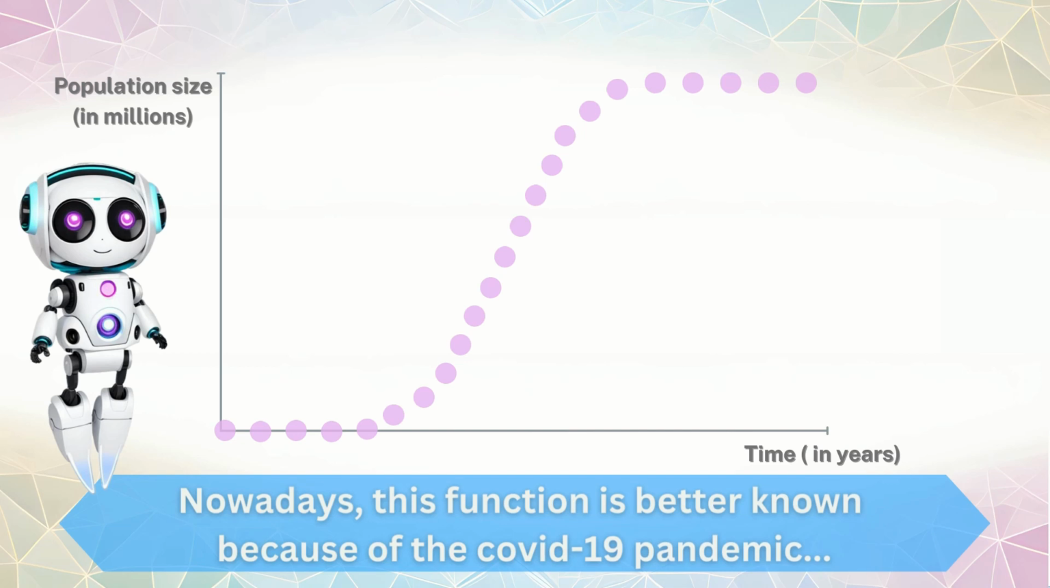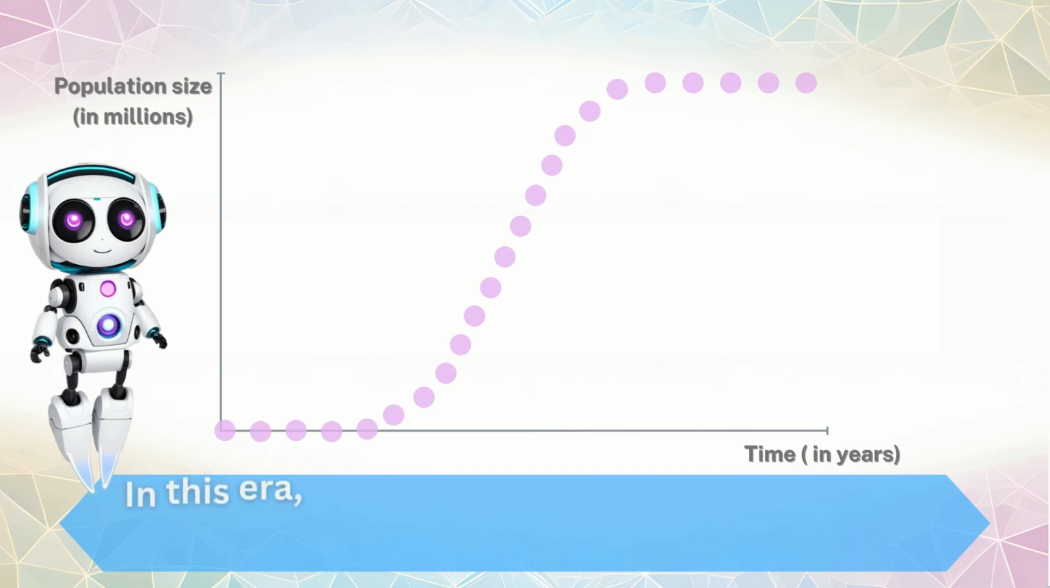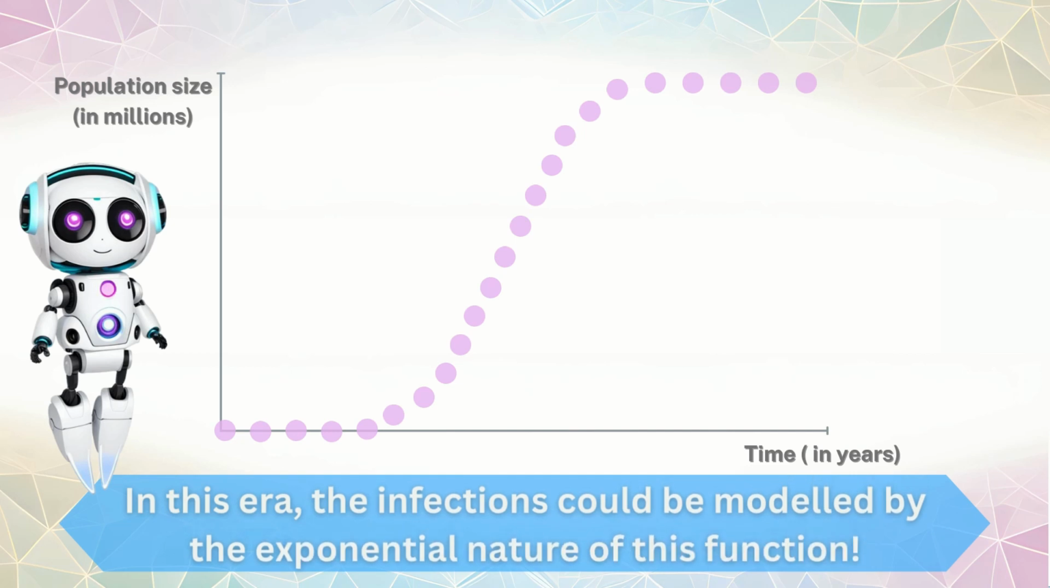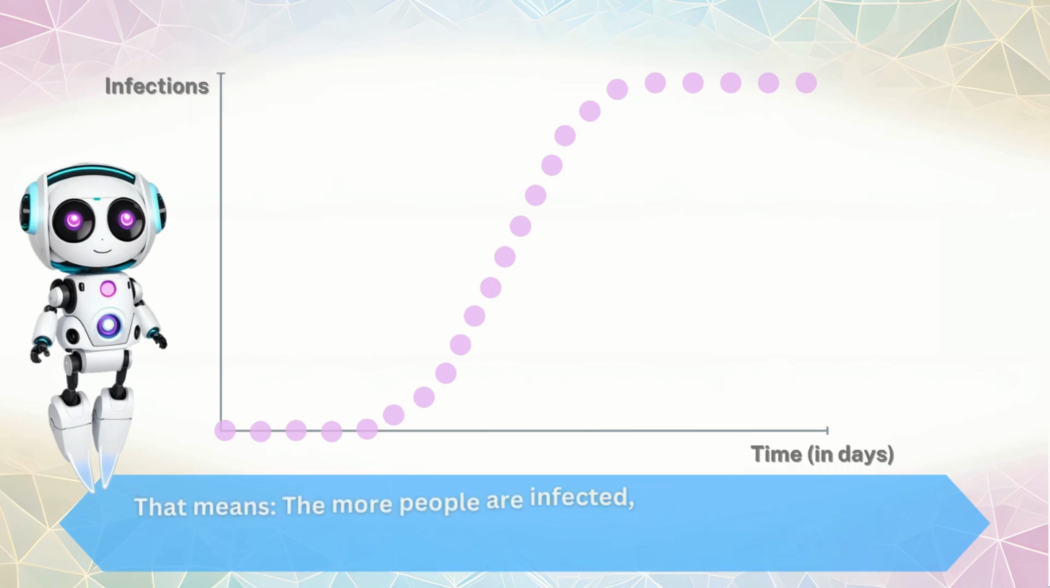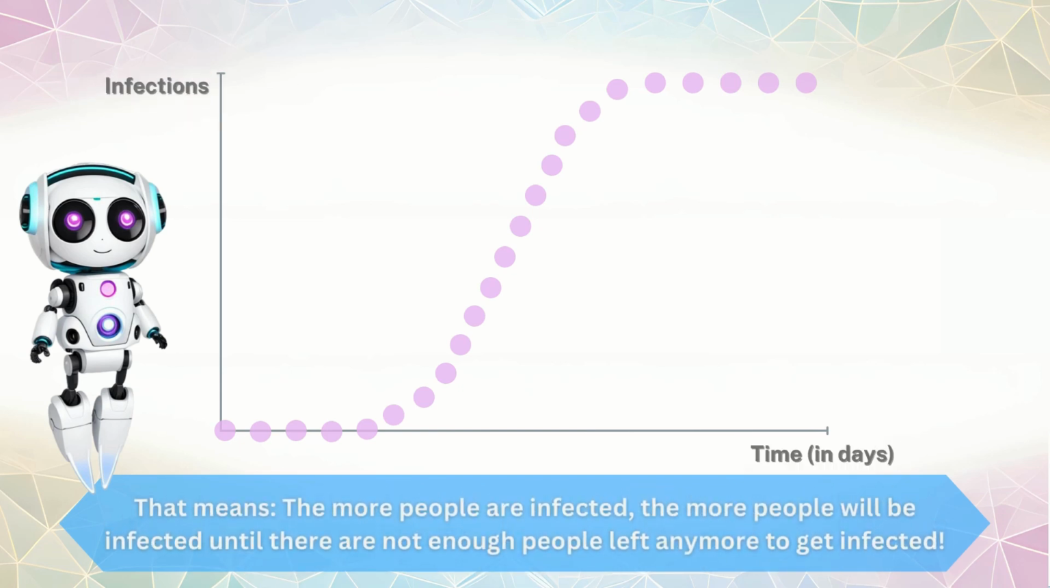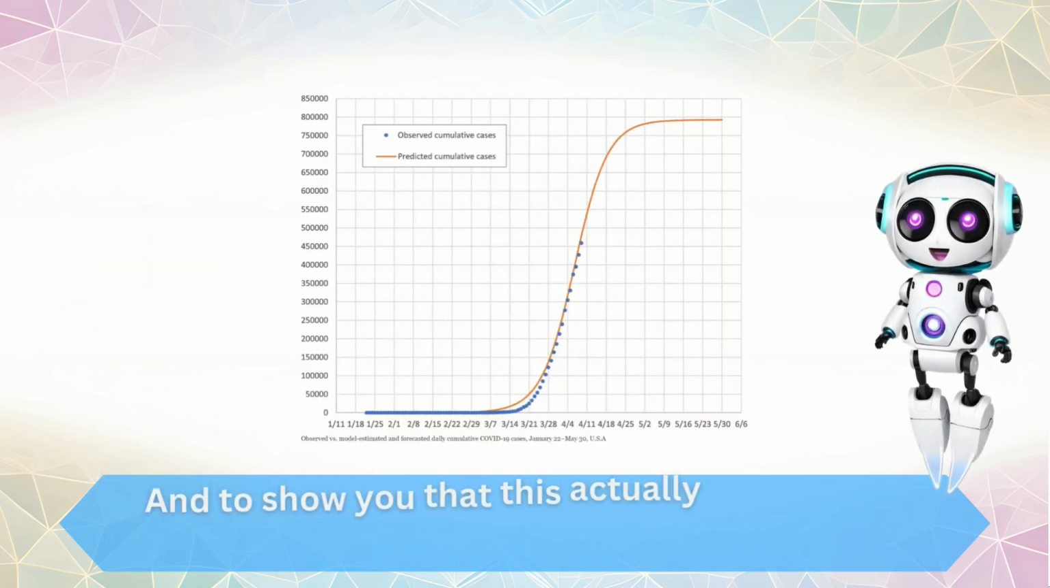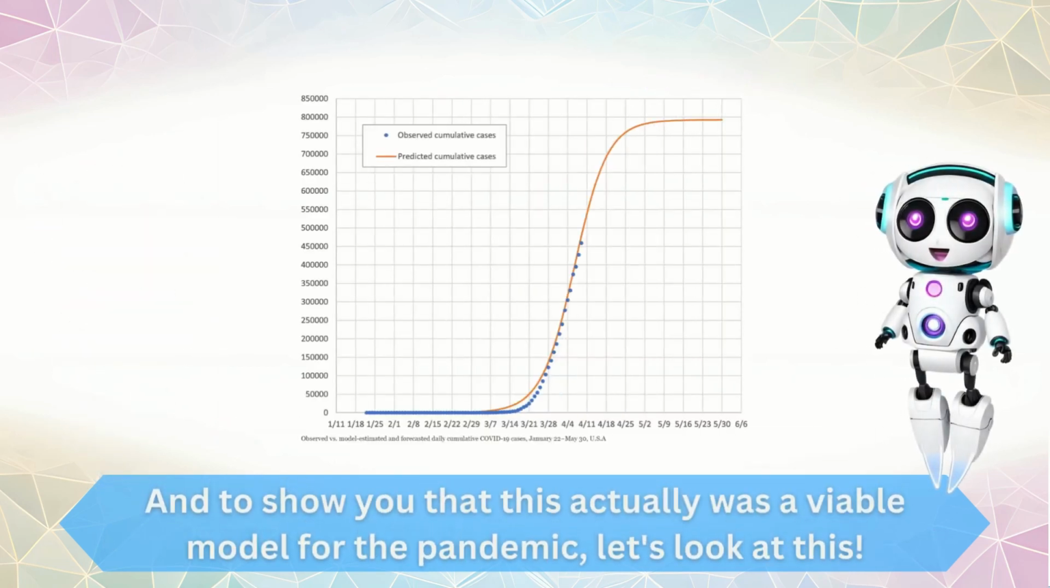Nowadays, this function is better known because of the COVID-19 pandemic. In this era, the infections could be modeled by the exponential nature of this function. That means the more people are infected, the more people will be infected until there are not enough people left anymore to get infected. And to show you that this actually was a viable model for the pandemic, let's look at this.